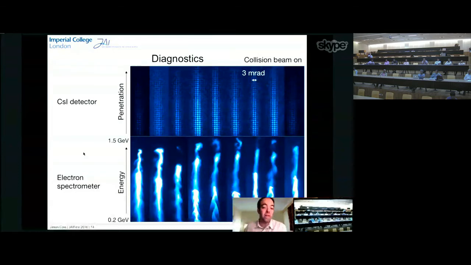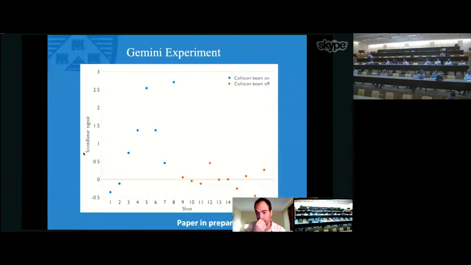But we can do a statistical analysis on all the shots that we took, whether the collision beam was switched on or off. And we notice here that the red dots represent all the times when the collision beam was not on.